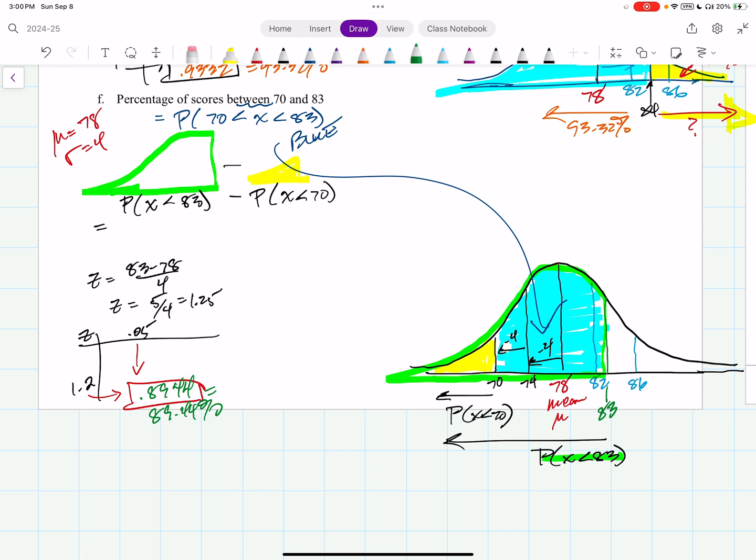It's big. Why? Because it's a big area. Just look at it geometrically, it's the biggest one. It's almost the entire bell curve. Now we have to get the other one.